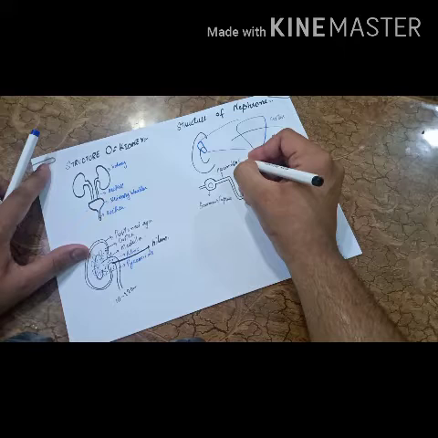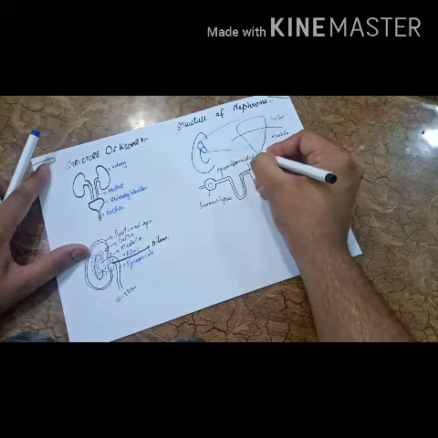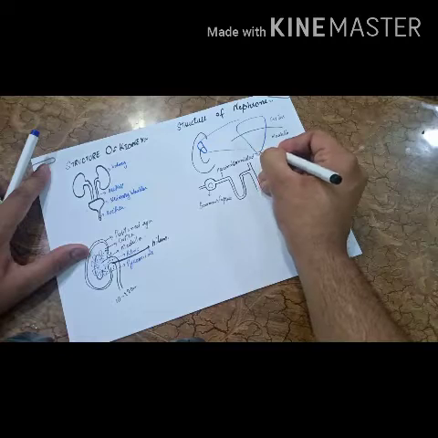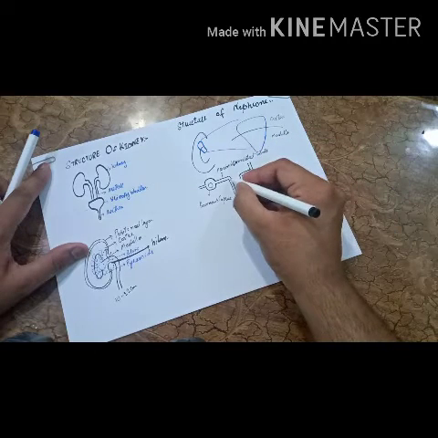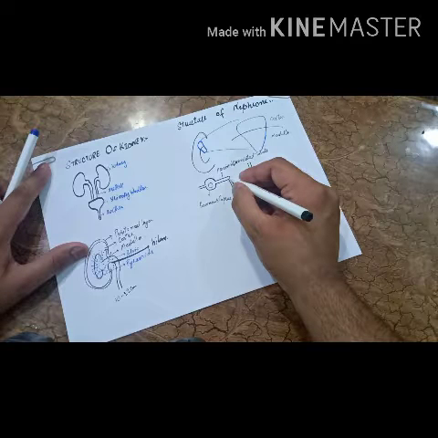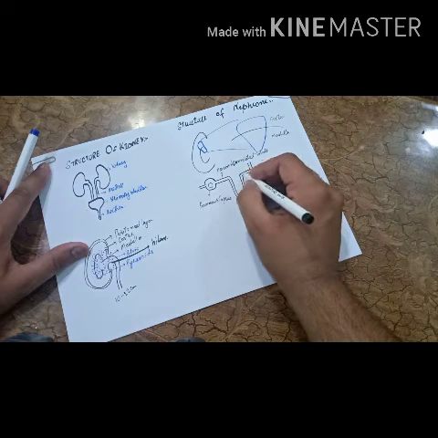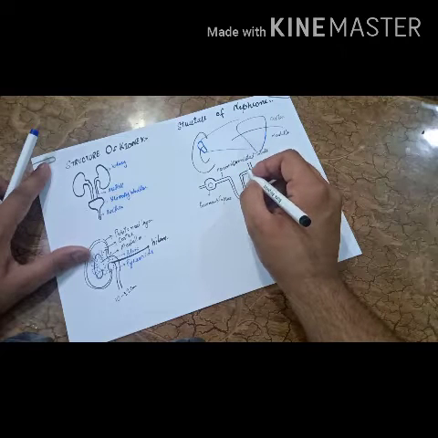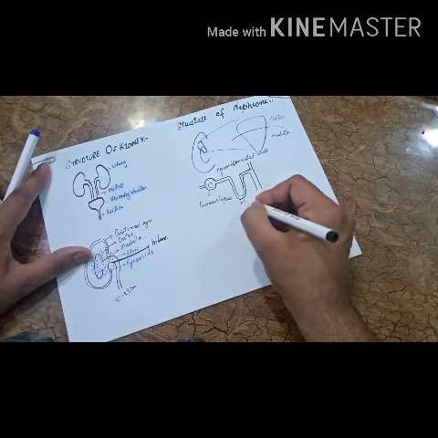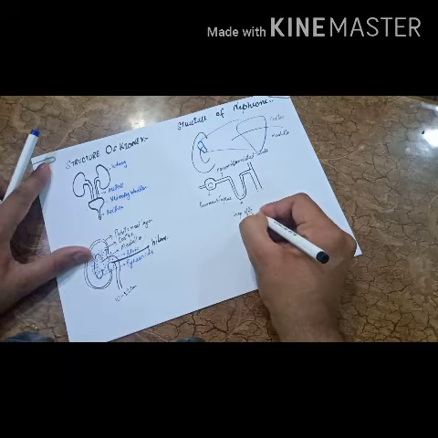Proximal convoluted tubules. ठीक है. And here is a U-shaped structure which is coming from the proximal convoluted tubule and connecting the proximal part of this nephron to the distal convoluted tubule. This U-shaped structure is called the loop of Henle.